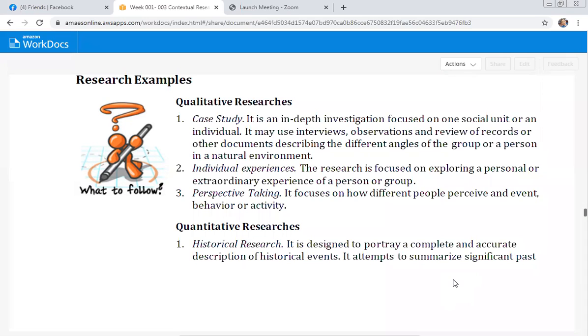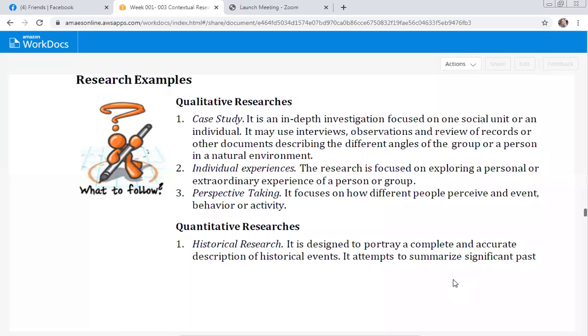So, individual experiences. The research is focused on exploring a personal or extraordinary experience of a person or group. So, how does it happen? Okay? So, let's talk about, how do they measure yung rating sa television? Yung rating sa television, di ba? This is an individual experience. When you face your television, ano ba talaga mas malakas? Kapamilya o Kapuso o Kapatid? Paano ba nila ginagawa yun?